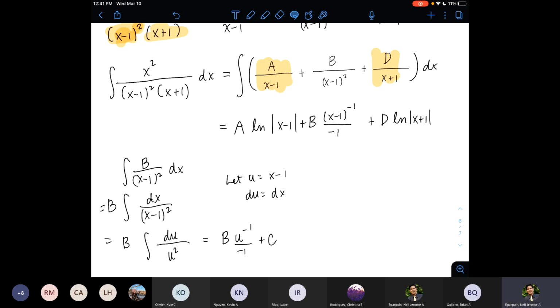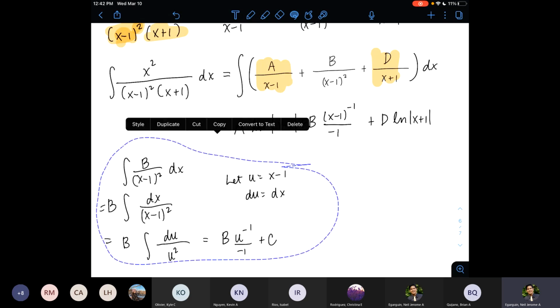Okay, is this good, guys? Before I delete that solution for the middle integral. Okay. So let's delete this part.